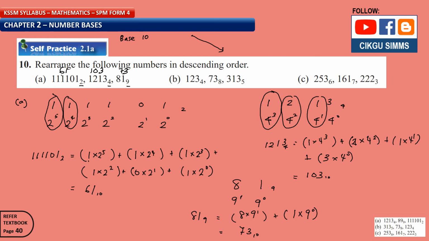So we compare these three values, 61, 103, and 73. So 103 is the biggest number. Okay, so the biggest is 1213 base 4. And then followed by 73, which is 81 base 9. And then the smallest is 61, which is this, 111101 base 2.